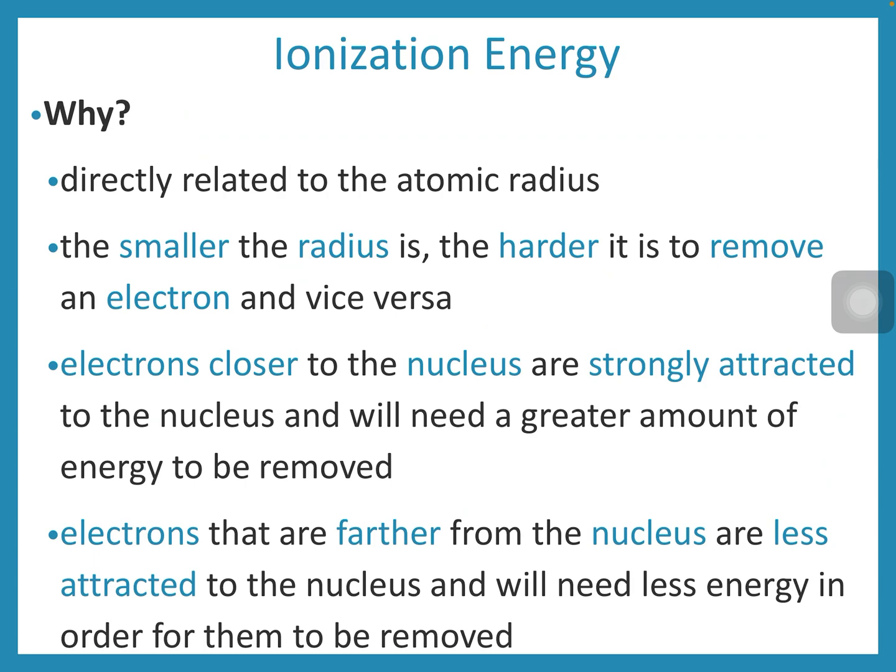The reverse is also true. The larger the radius is, the further the electrons are from the electrostatic charge of the nucleus. There is then a smaller force of attraction, which makes it a lot easier to take an electron away. So there's less energy needed to remove an electron in that outer shell.